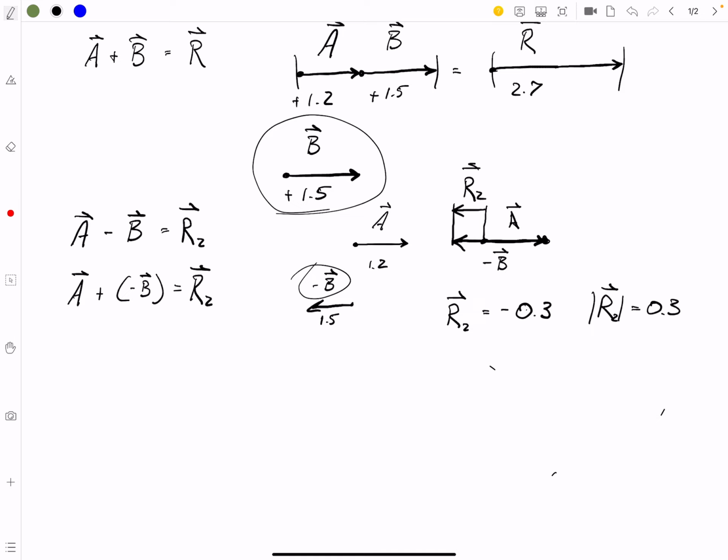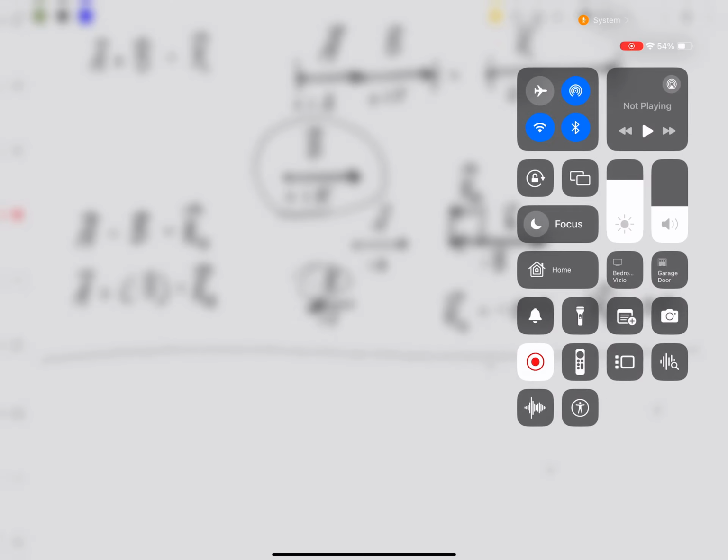I am going to continue. We need a third. So we're going to stop here, and we're going to continue on with our next bit. So take a break, come back, and we'll keep going.